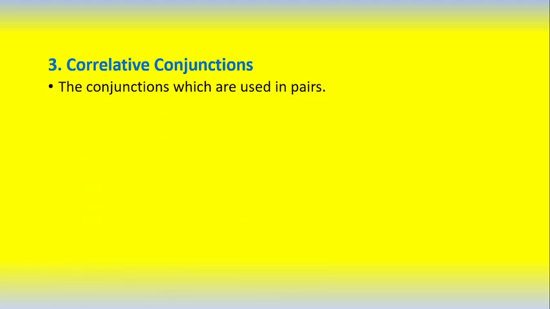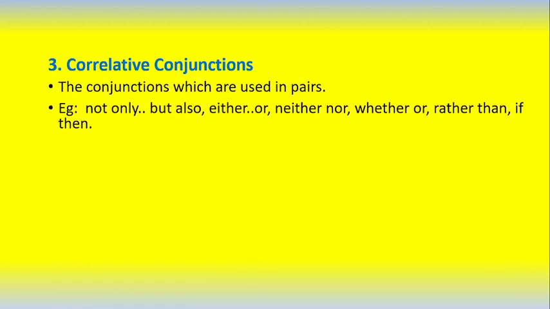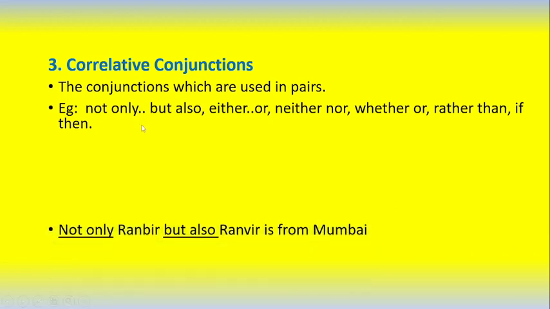Now let us go to the next one, correlative conjunctions. So what are correlative conjunctions? Correlative conjunctions are those conjunctions which are used in pairs. Pairs means two. Examples: not only, but also, either or, neither nor, whether or, rather than, if then. Let us see how we can use these correlative conjunctions in a sentence.